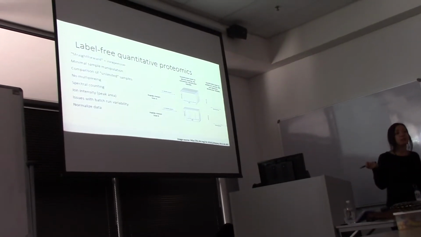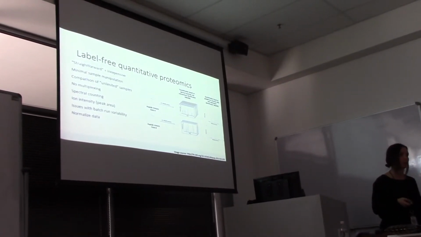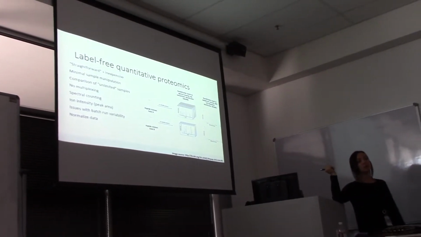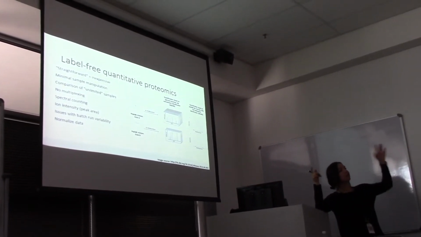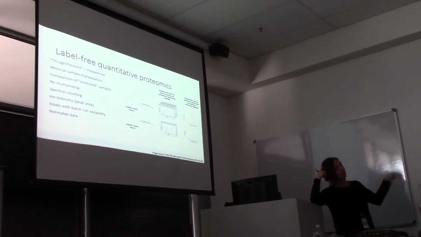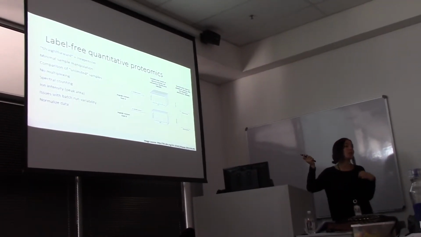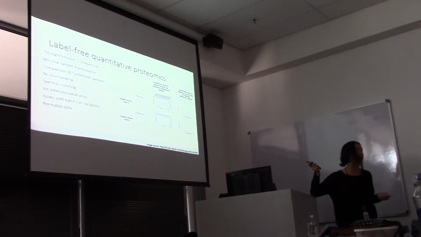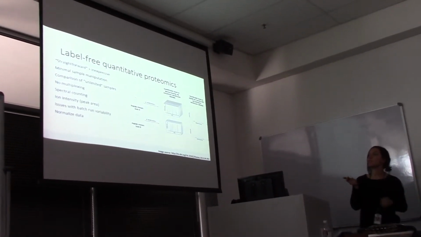Here, in theory, if you have a lot of money and a lot of time, you can compare an unlimited amount of samples. Obviously with labels, you're limited; the most you can do is a 10-plex. There are people that run multiple 10-plexes and combine that. That has its own problems as well and becomes very tricky. So in theory, if you have a lot of samples, you want to go for a label-free approach. There's no multiplexing, which means you have to run them individually.